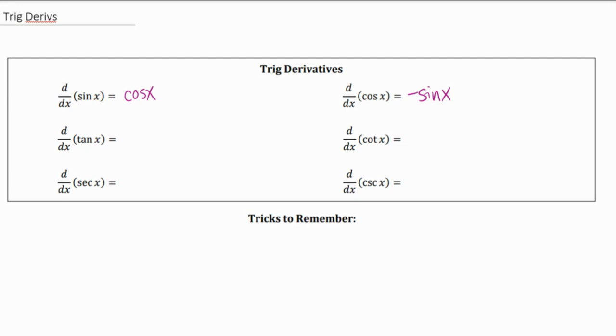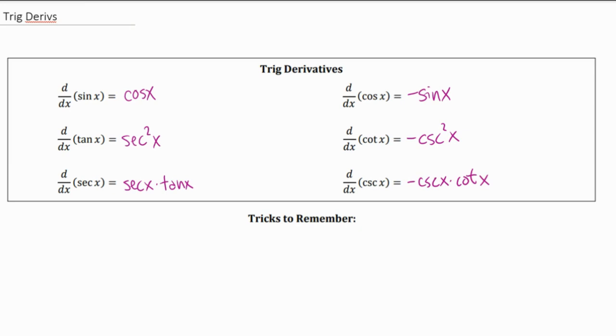The derivative of tangent is secant squared. The derivative of cotangent is negative cosecant squared. The derivative of secant is secant times tangent. And the derivative of cosecant is negative cosecant times cotangent. So you do want to memorize these rules.